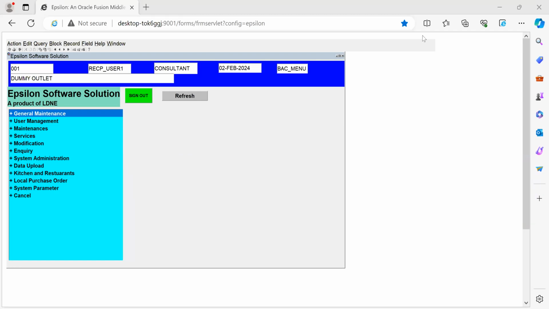Yeah, welcome once again. What we want to present today is a simple management information system derivable from the Epsilon software solution.